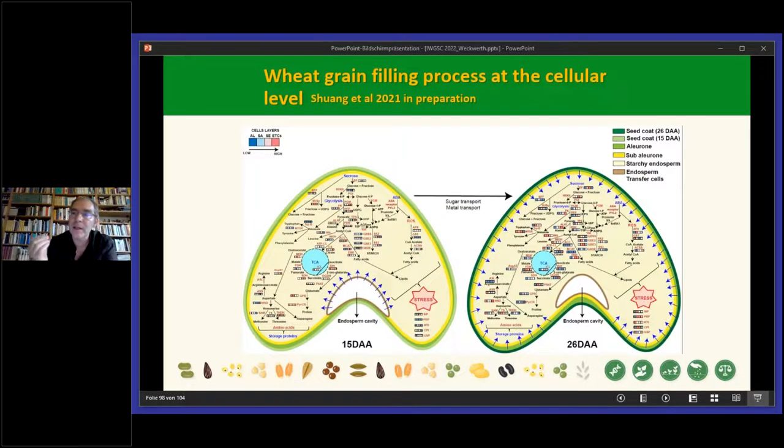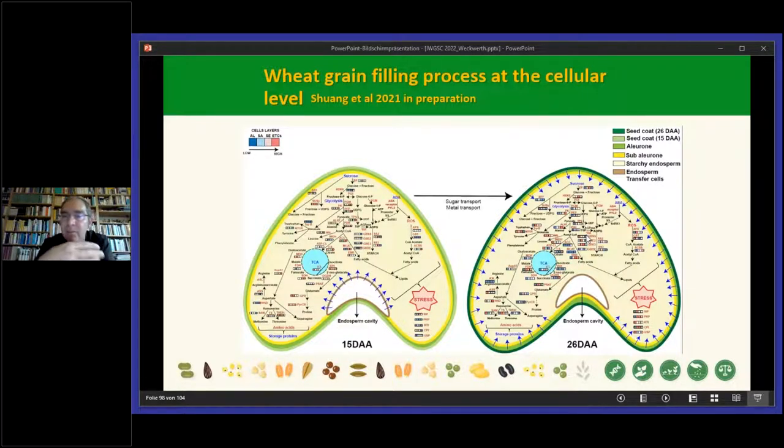And what we really interestingly observed is that from the 15 days to the 26 days, we have a clear change in the supply of nutrients to the grain and the embryo. So in the early stage of grain filling, we have almost the transport by the endosperm transfer cells into the endosperm and starchy endosperm, and also to the embryo. In the late grain filling stage, this switches to a fully developed seed coat, which then starts to supply the starchy endosperm with nutrients, photoassimilates, but also amino acids.